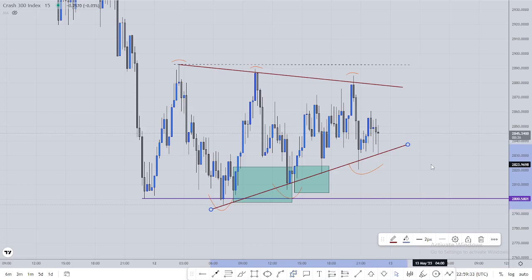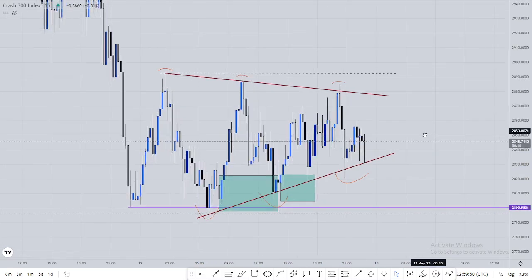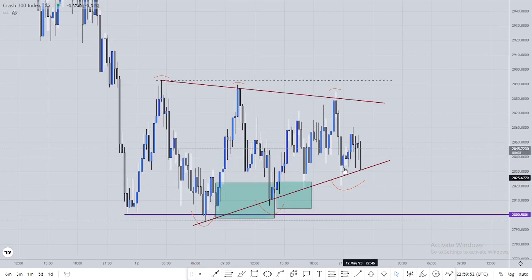Someone who just wants to take the risk could have bought here on the trend line. You could have bought here as well, here you could have bought, here you could have bought. Even now you can find yourself buying, if you just want to take risk and be inside earlier. Taking this buy, we're expecting the break to happen to the upside.